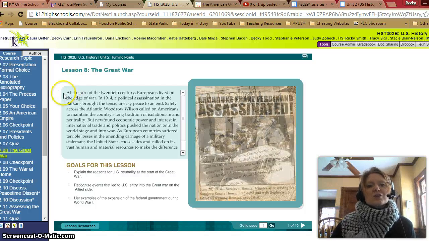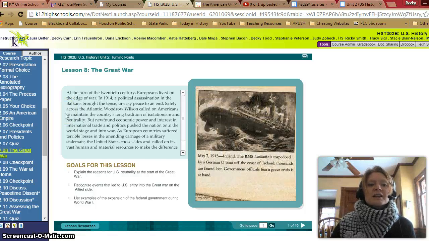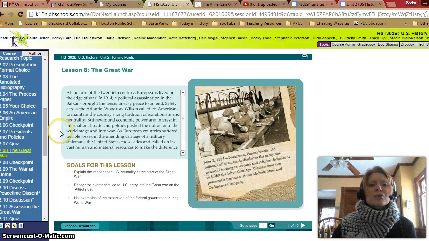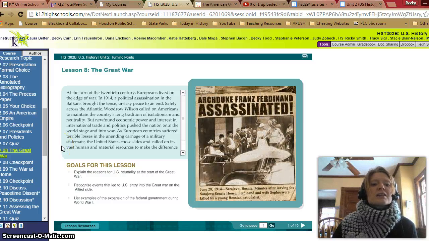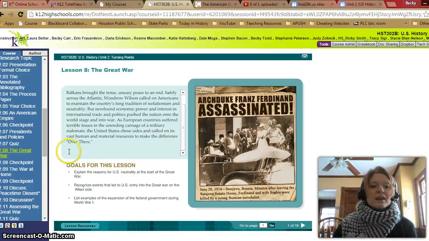At the turn of the 20th century, Europeans lived on the edge of war. In 1914, a political assassination in the Balkans brought the tense, uneasy peace to an end. Safely across the Atlantic, Woodrow Wilson called on Americans to maintain the country's long tradition of isolationism and neutrality. But newfound economic power and interest in international trade and politics pushed the nation onto the world stage and into war. As European countries suffered terrible losses in the unending carnage of a military stalemate, the United States chose sides and called on its vast human and material resources to make the difference over there.